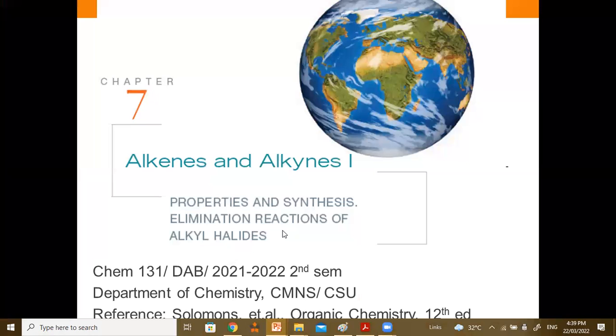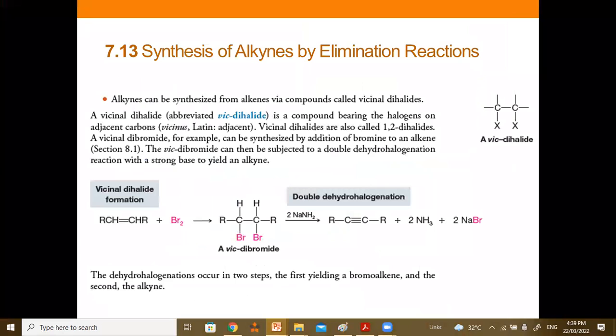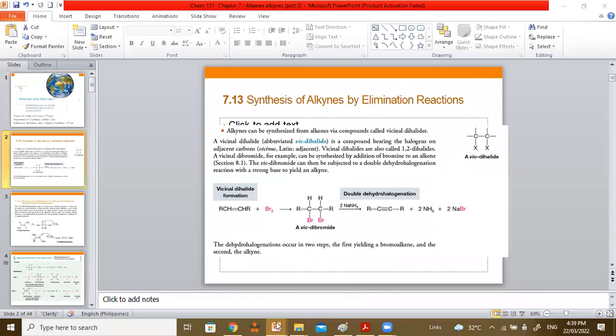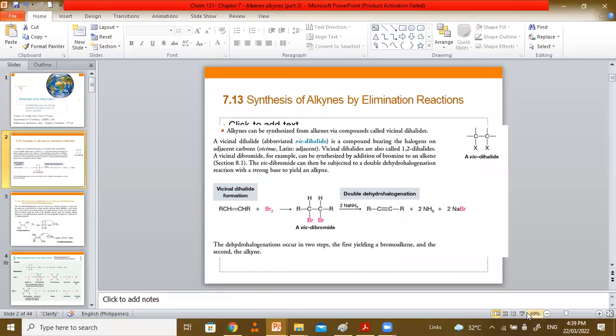Okay, so hello everyone. We'll continue with our discussion in chapter 7. I think this will be the last time that we'll be discussing chapter 7. And last time we talked about the acidity of our alkynes. So we are on alkynes already.